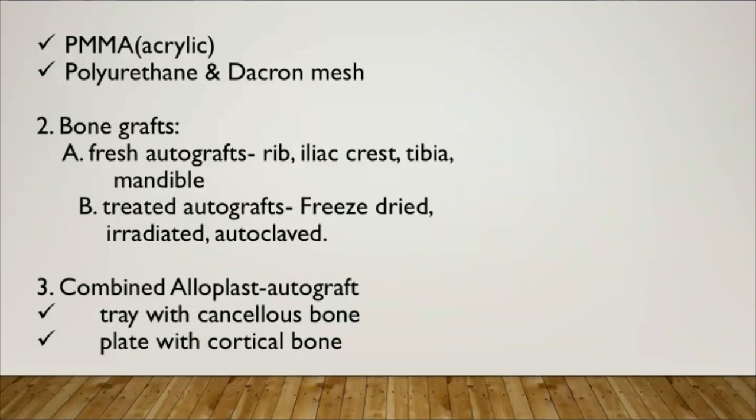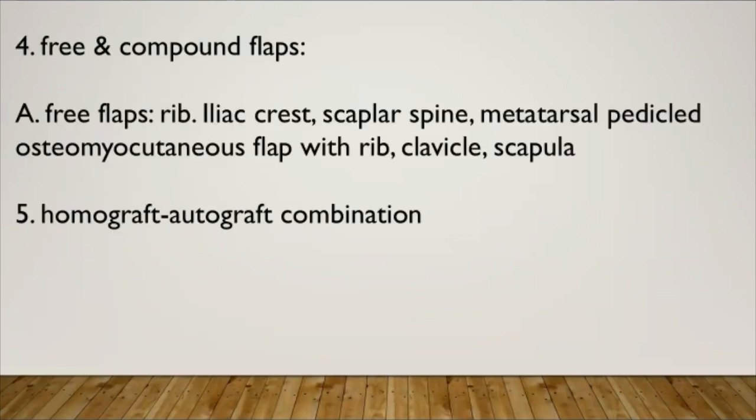We have the bone graft. It can be a fresh autograft from the same patient. We can take from the ribs, from the iliac crest, from the tibia, to replace the mandible. It can also be treated from the autograft; that's the same patient, but it has been taken and kept. That's freeze-dried, or it can be irradiated or autoclaved. It can be combined alloplast and auto. We can use free or composite grafts like iliac crest, scapula can also be used, metatarsals, homograft or autograft. You can combine them together.